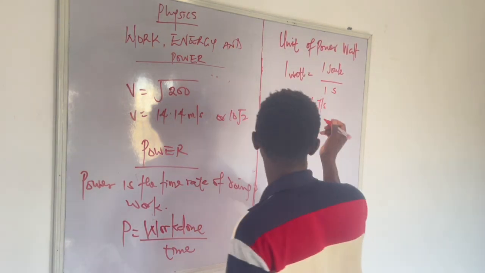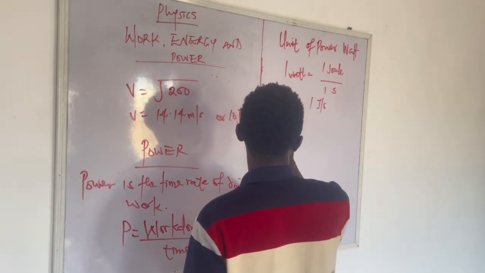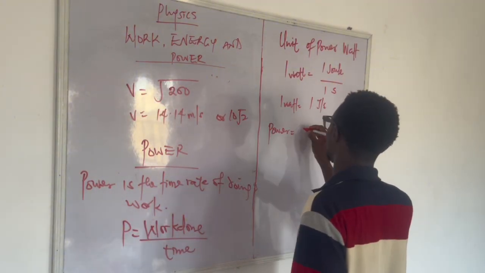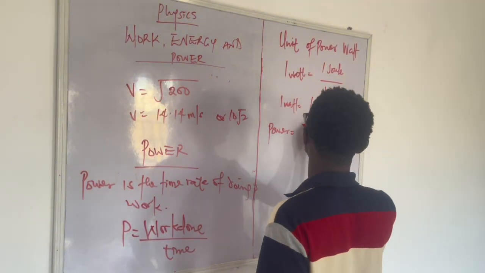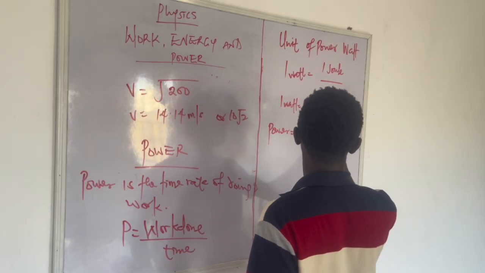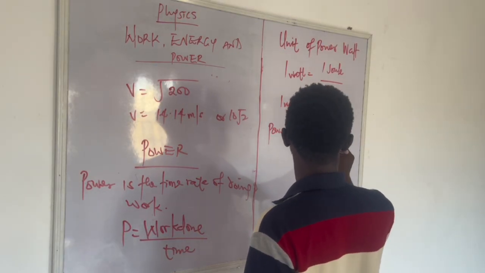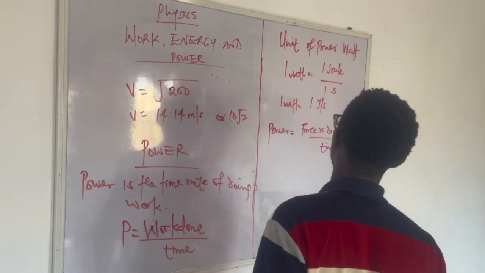So another formula for power could be this. The formula for work done is force times distance, over time. Are we together?